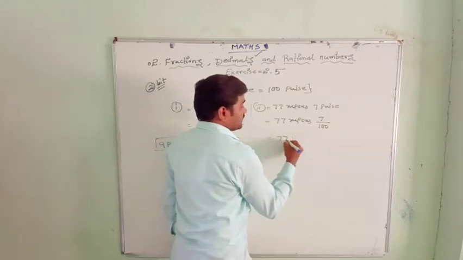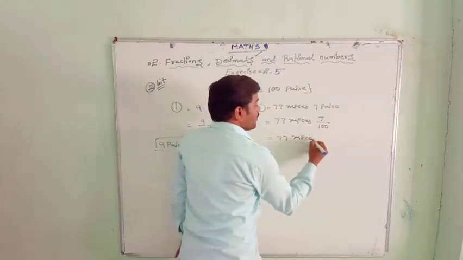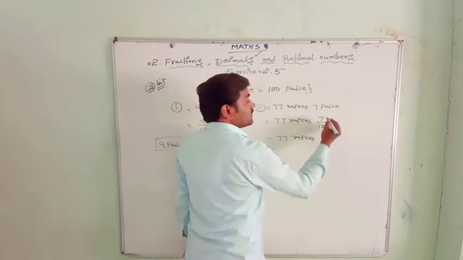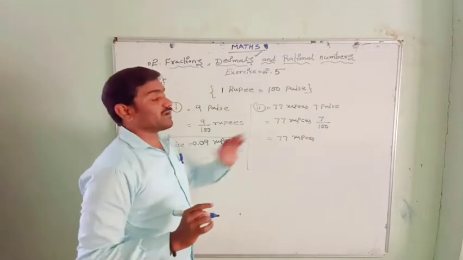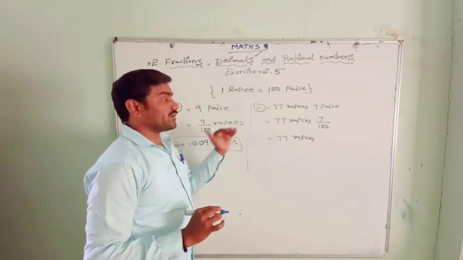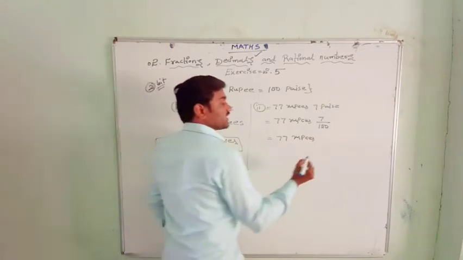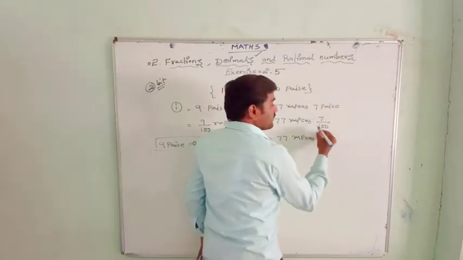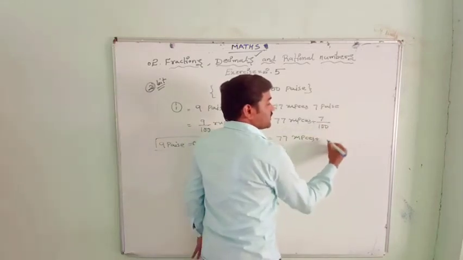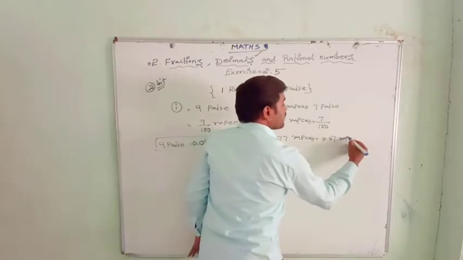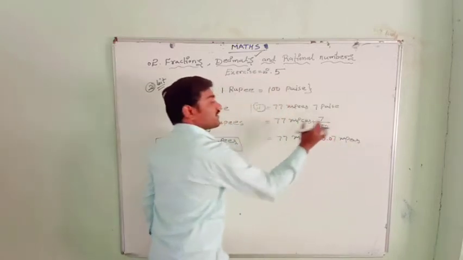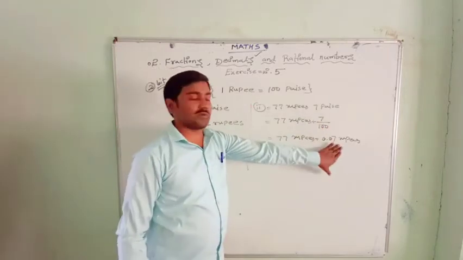I will not write here 77 rupees. Here, 7 by 100, that we have to write in the decimal part. That means we have to write it like this: 0.07 rupees. Now this 7 paisa I change into rupees.